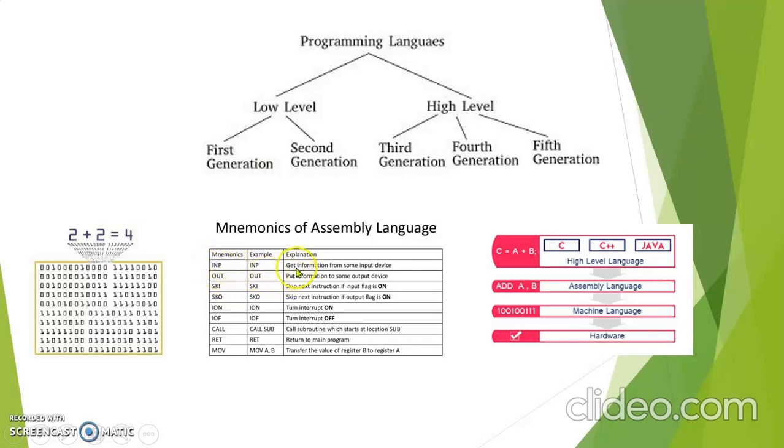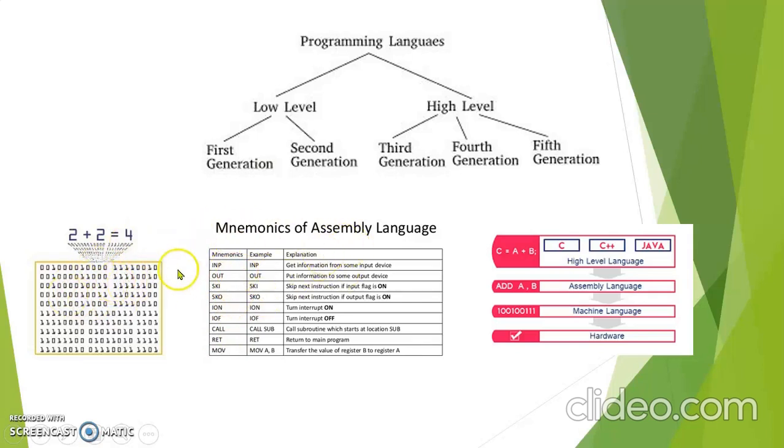INP, get information from some input device. So INP stands for input. Now OUT was making output. So OUT stands for output, INP stands for input. Mnemonics were 3-letter or 4-letter commands given in assembly language. So this was a little easier to remember in comparison to 0 and 1.